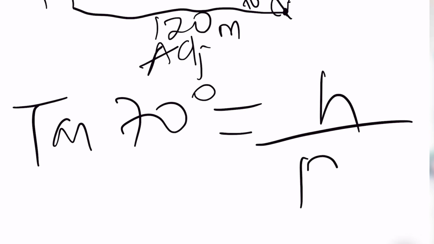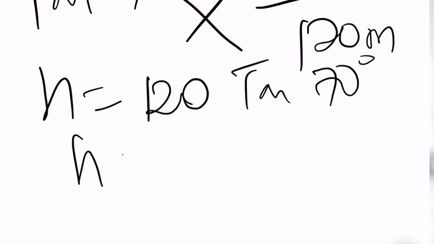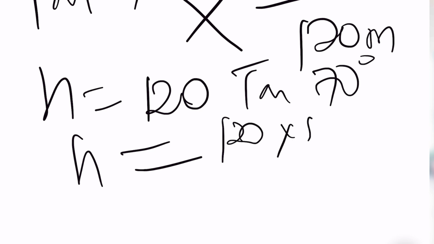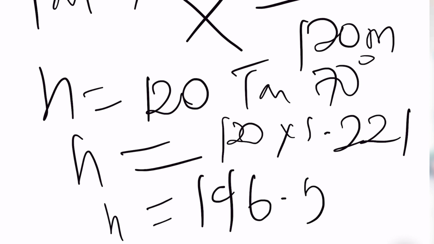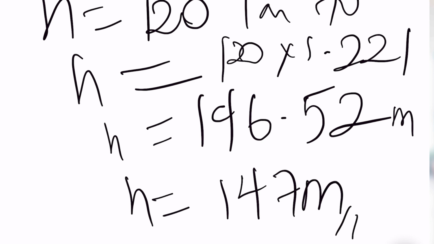Now we have tan 70 degrees equals h over 1, where h equals 1 times tan 70. Tan 70 is 1.221, and our h is now 146.52 meters. Rounding up to the nearest whole number, h is 147 meters. So this is the height of the cliff.